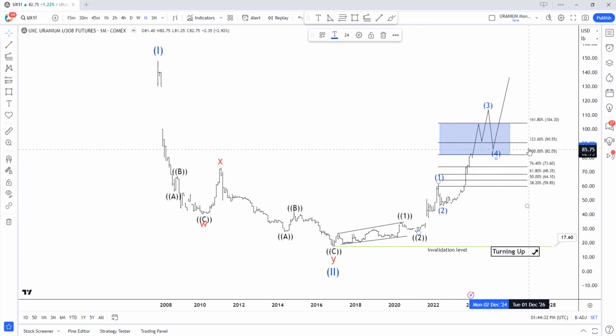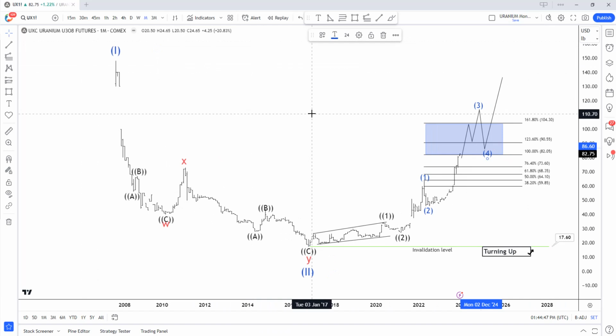And then you buy with 4 in black, which is going to pull back again, and then you hold it until 5 in black, and then you sell it again. So if you are a medium term, long term investor, that's what you're going to do with the UXC. Okay, so that's the uranium futures, guys.